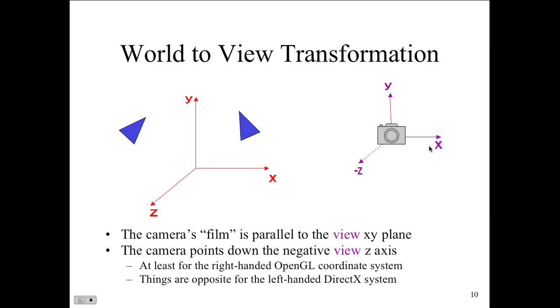It's the front-facing view. The camera points down the negative view on the Z-axis. So it's pointing down this way. So at least for the right-hand OpenGL coordinate system, things are opposite for the left-hand DirectX system. So this concept is associated with our graphic processing systems. Our VRML is going to follow the OpenGL format. DirectX is going to follow a different format.